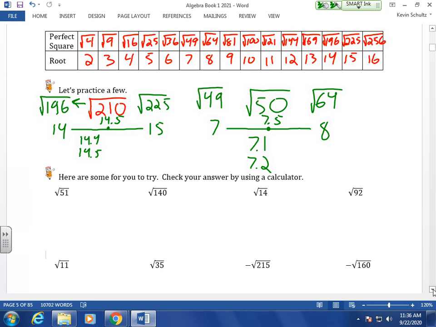And of course, really, that's just an estimation. The decimal is an irrational number. It goes on and on, but we are just estimating. Okay? Kind of get the gist of it?